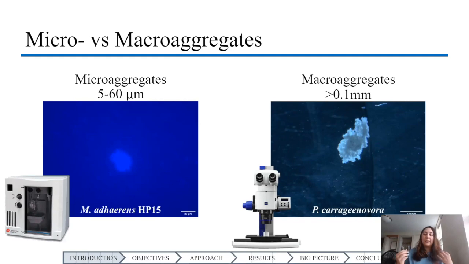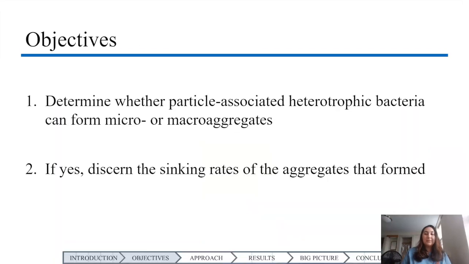Macroaggregates, also called visible aggregates, are larger in size than microaggregates, ranging from about 0.1 to 0.5 millimeters on the low end. They are most likely formed from microaggregates, and these aggregates are analyzed using dissecting microscopy. Now that everyone has a little bit of background on our topic, I'm going to move forward into our objectives. Our first objective is to determine whether particle-associated heterotrophic bacteria can form micro or macro aggregates. And if yes, can we discern the sinking rates of the aggregates that formed?